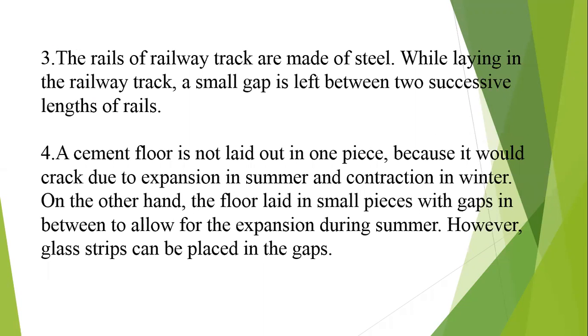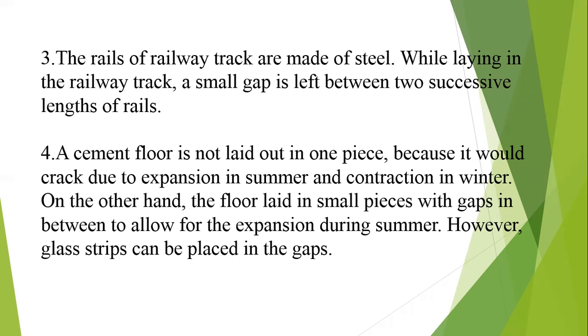Next example, the rails of a railway track are made of steel. While laying the railway track, a small gap is left between two successive lengths of the rail. What is the reason here? The reason is that the rail expands during summers, right? The gap which is provided is just to allow expansion during the summer. And suppose there is no gap left, then what will happen? The expansion in summer will cause the rails to bend sideways, and because of this, train accidents may occur. More train accidents can occur. Okay.